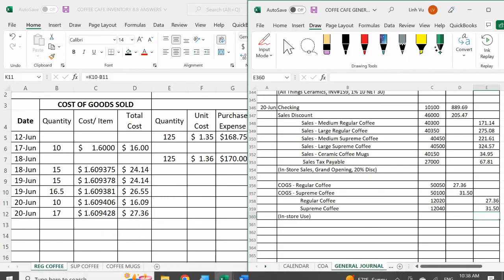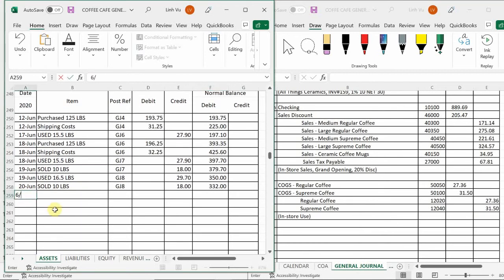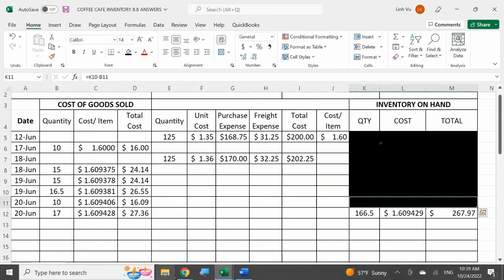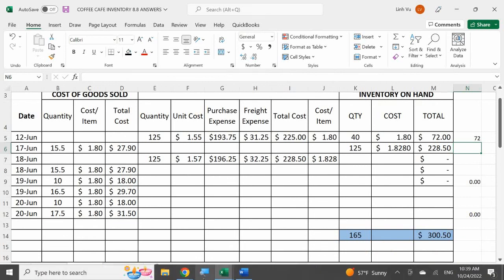And then last but not least, we got our Supreme coffee. And that was for 31.50. So how much did you have left? $350. Let's go back to my inventory worksheet and check that out. 350. Perfect. Yes, we did our calculations correct.